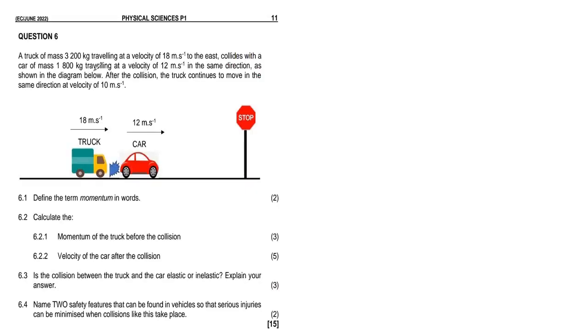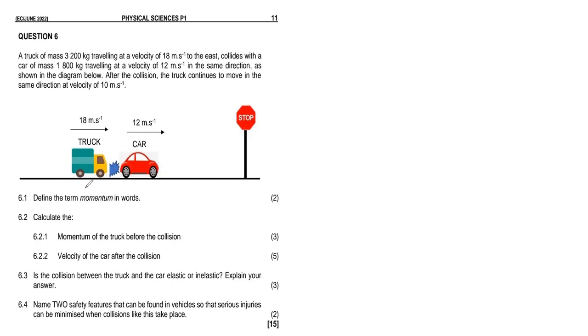Okay, so we have question 6. It says a truck of mass 3,200 kg traveling at a velocity of 18 meters per second to the east collides with a car of mass 1,800 kg traveling at a velocity of 12 meters per second in the same direction as shown in the diagram below. After the collision, the truck continues to move in the same direction at a velocity of 10 meters per second. Then 6.1 says define the term momentum.